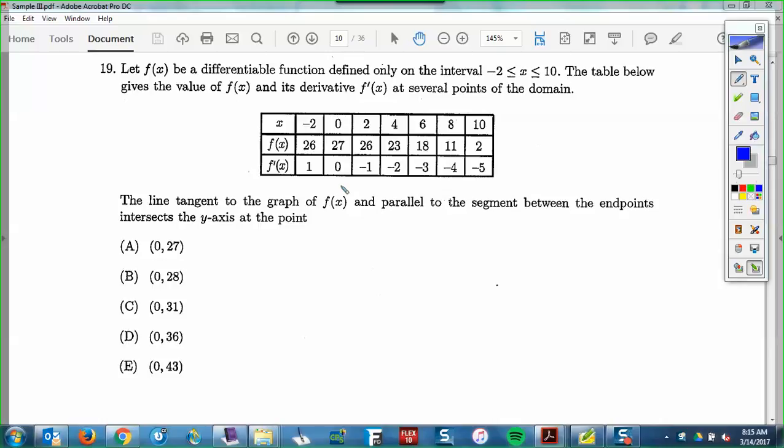Now it doesn't mean f prime is smooth. F prime could actually be sharp. But it has to exist everywhere, so there can't be any holes and stuff like that. The line tangent to the graph of f and parallel to the segment between the endpoints intersects the y-axis at the point blank.